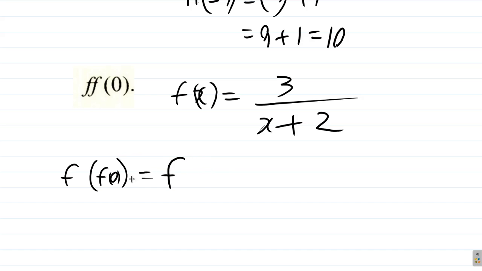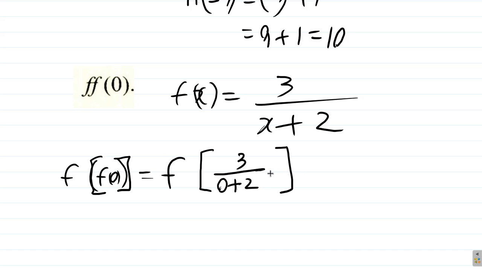This is going to be f of, let me use square brackets for this part, f of 0. What is f of 0? Well, it's when you change x to 0. F of x becomes f of 0. So this is f of 3 over 0 plus 2. See that? This part is the f of 0. Alright?